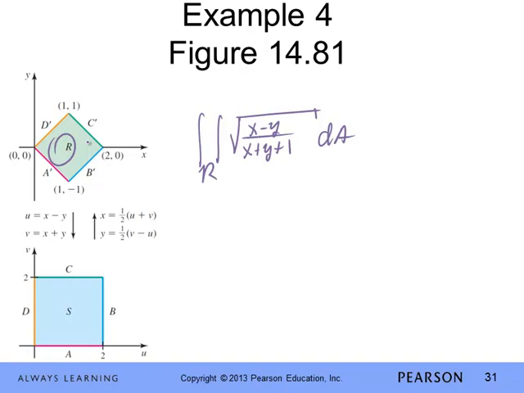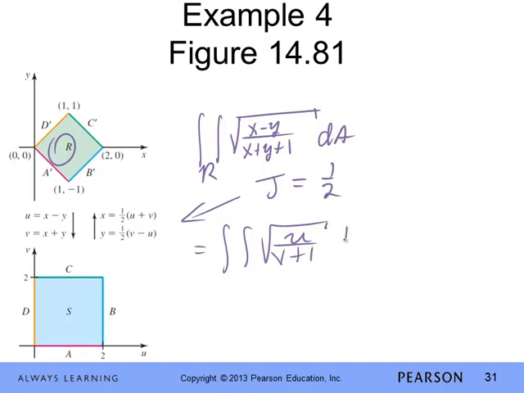And of course, you could see all the bloody details on there, but the Jacobian worked out to be 1/2. Okay, and then you do the substitution. So everywhere you see x minus y, you can replace with u. And wherever you see x plus y, you can replace with v. So now this is a much simpler integral.